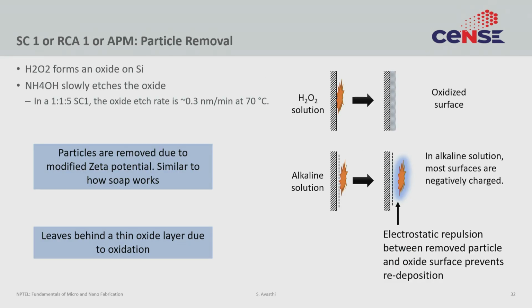So how does SC1 actually do particle removal? So we have looked at how it removes certain metals by forming complexes, but how does it remove particles? So I hinted before that it does it in a very similar manner to how soap does it. So either the particle gets oxidized with the H2O2, in which case you just chemically converted it off, or the particle remains in its form, but then the zeta potential of the surface energy of the particle changes because of the OH ions, and there is electrostatic repulsion between the surface and the ion, and the particle goes away.